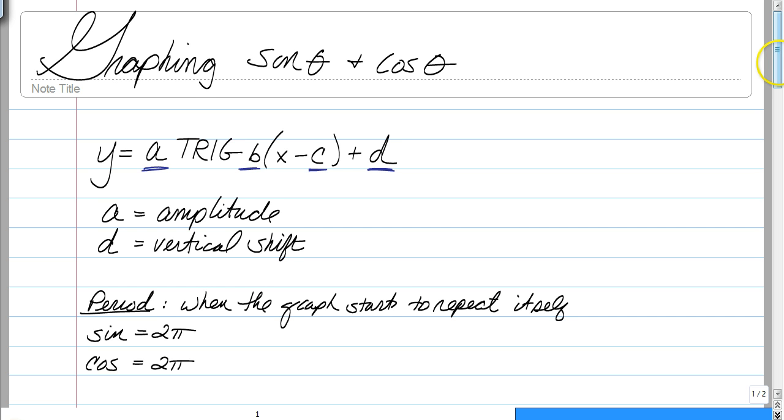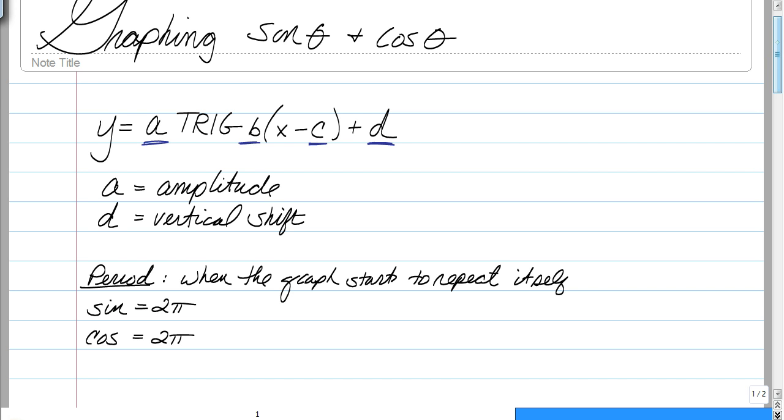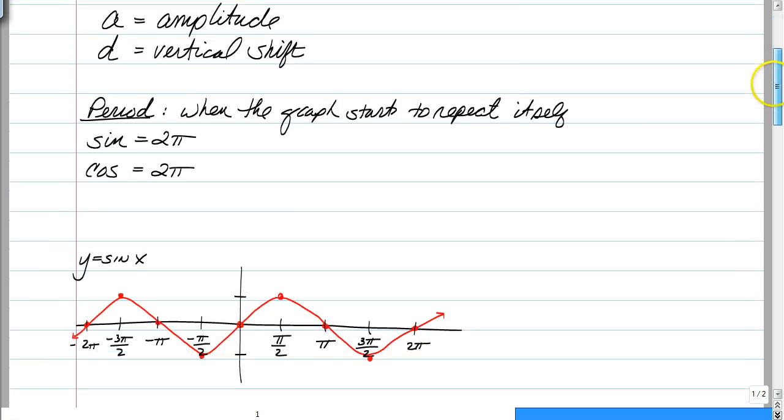So one thing you need to know is a period. A period is when the graph will start to repeat itself. And for both sine and cosine, that will always be 2 pi, which, if you think about it, in terms of the unit circle, a circle is 2 pi, or 360 degrees if we were in degrees.